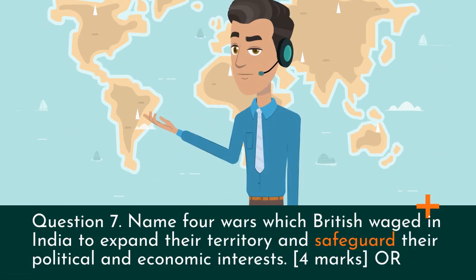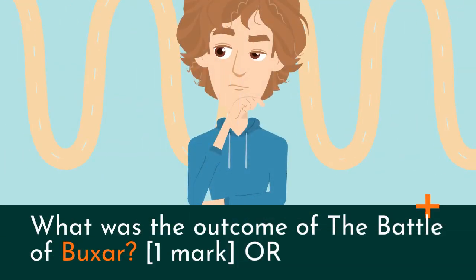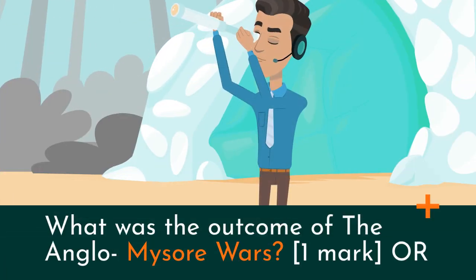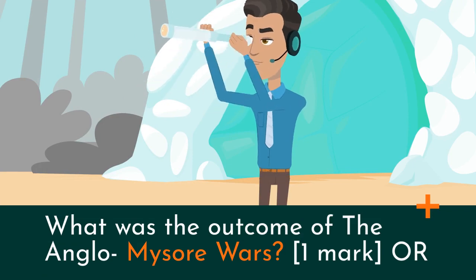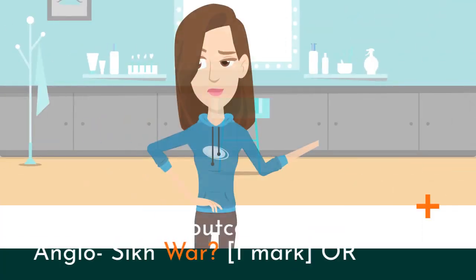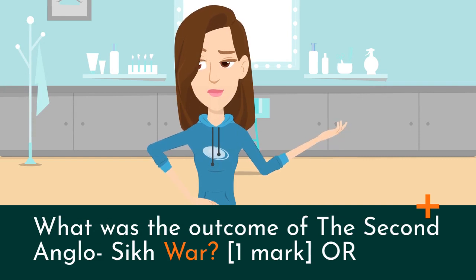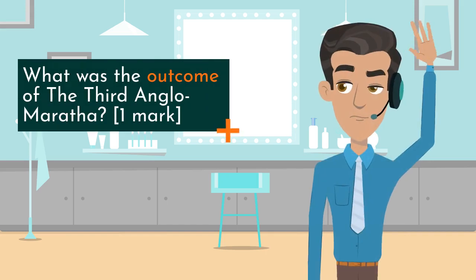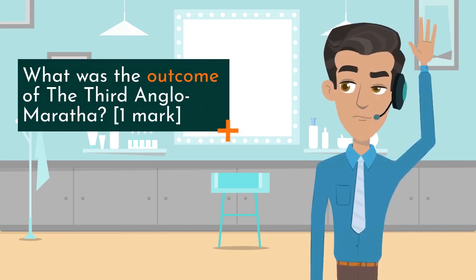Question 7. Name 4 wars which British waged in India to expand their territory and safeguard their political and economic interests. 4 marks, or. What was the outcome of the Battle of Buxar? 1 mark, or. What was the outcome of the Anglo-Mysore Wars? 1 mark, or. What was the outcome of the Second Anglo-Sikh War? 1 mark, or. What was the outcome of the Third Anglo-Maratha War? 1 mark.